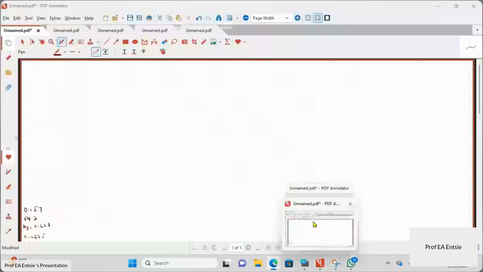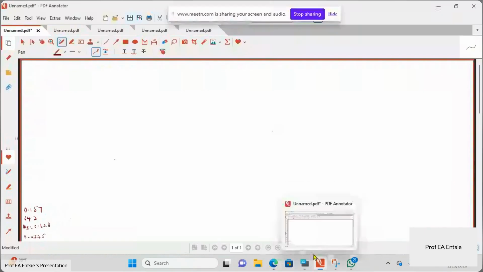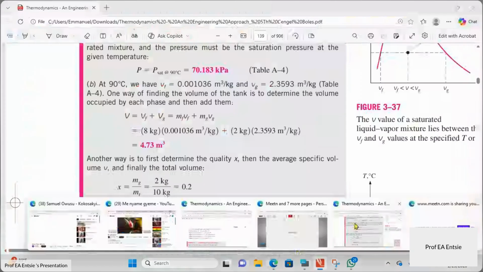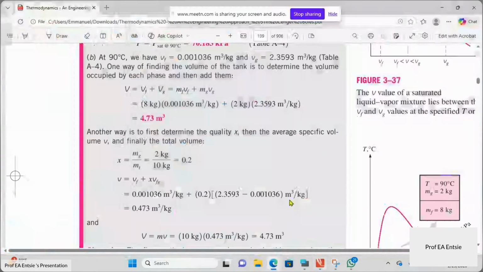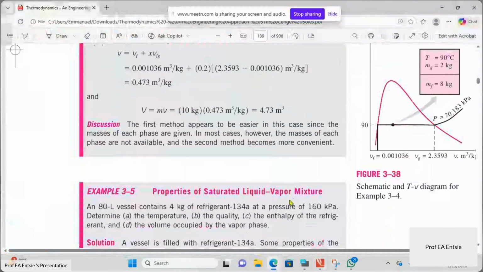So this time, let me see, what is the example? This is the example we solved in the last lecture. This is the new example we want to solve together.